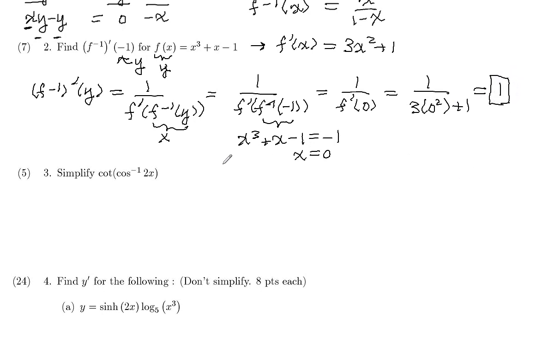Okay, so the key, there's two steps here. We've got to find this f inverse of y. We've got to find the x value that goes with this given y value. And then the second is to plug that into 1 over f prime.